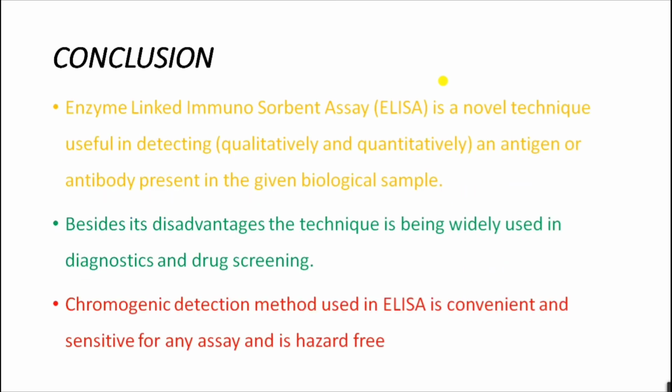So in conclusion, ELISA, or enzyme-linked immunosorbent assay, is a novel technique useful in detecting, both qualitatively and quantitatively, an antigen or antibody which is present in a given biological sample. Besides its disadvantages, the technique is widely used in diagnostics and drug screening. The chromogenic detection method used in ELISA is convenient and sensitive for any assay that is hazard-free.